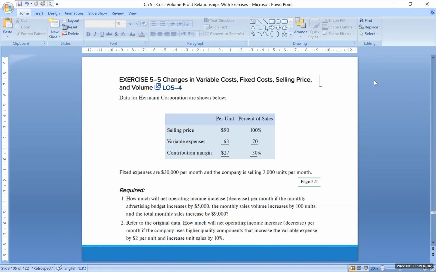So we need to prepare the income statement for the current sales. Current sales means we are selling 2,000 currently, right? The fixed cost for the current situation is 30,000. And we need to prepare an income statement for the new level. New level will be 2,100, right? Why? Because the monthly sales volume increases by 100 units, and no need for the other information for the question. And the total monthly sales increase by 9,000, which can be calculated from the 100 multiplied by 90 simply. Okay, then let's prepare an income statement for the new situation and the current situation.